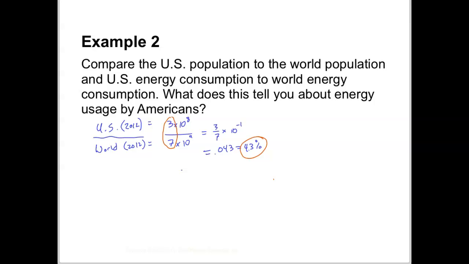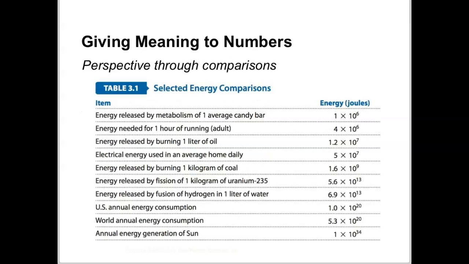And now let's see how we do with energy consumption. So I'm going to do the same ratio, U.S. energy versus world energy. And that's what we're going to go back to our table for. So down here we have U.S. annual energy consumption, and we have world annual energy consumption. So the U.S. is 1 times 10 to the 20th, and the world is 5.3 times 10 to the 20th.